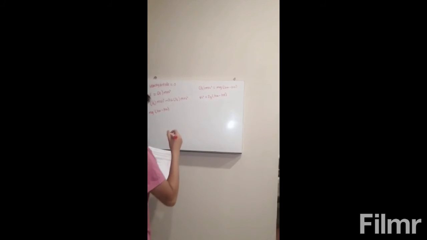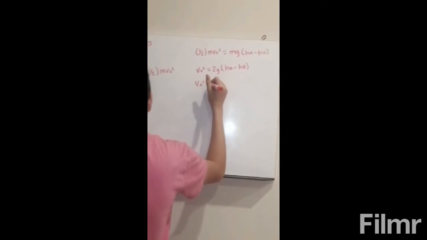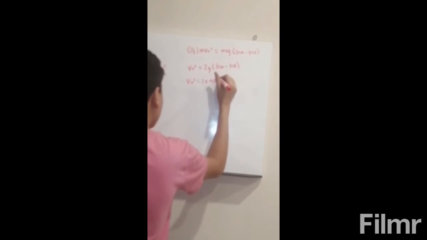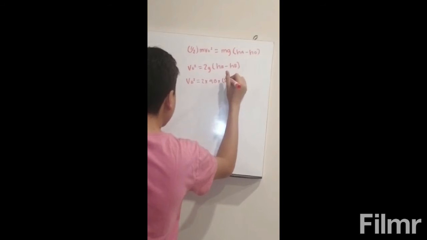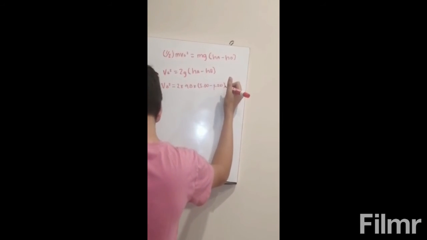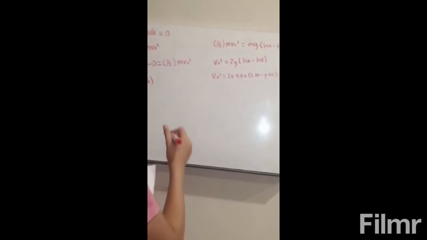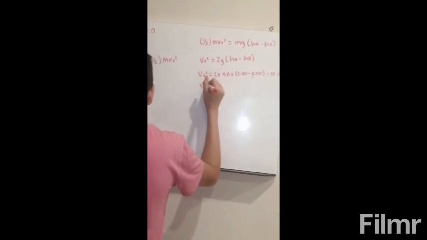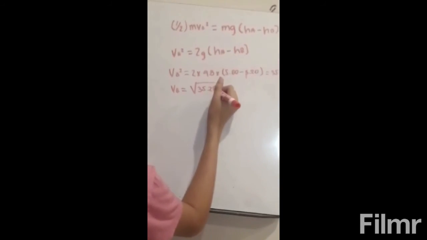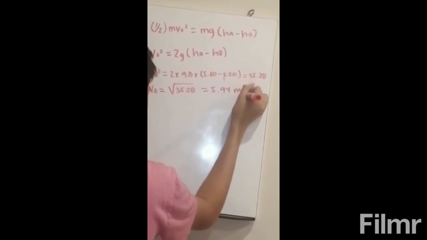Okay, continuing, we substitute the values, and we have VB squared equals 2 times 9.8 times (5.00 minus 3.20), which equals 35.28, and this gives us VB equals the square root of 35.28, which gives us 5.94 meters per second.